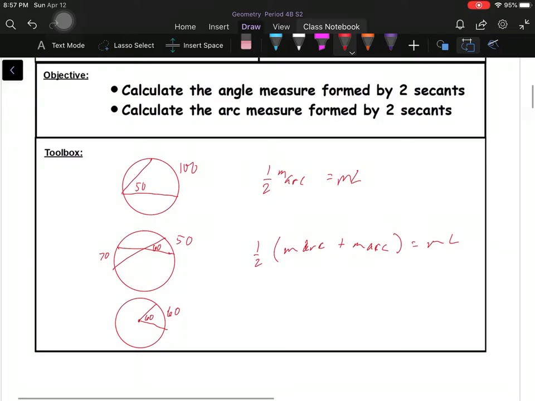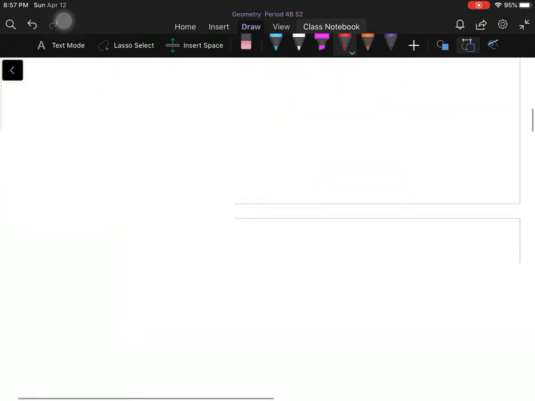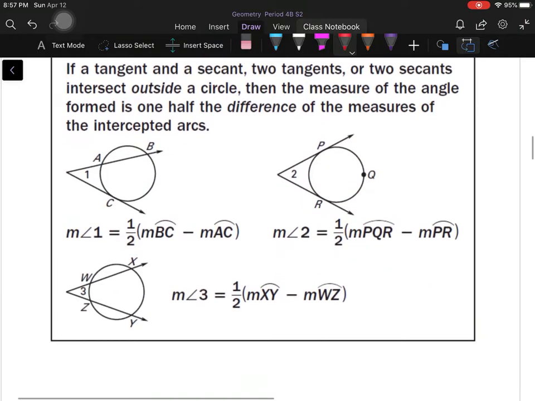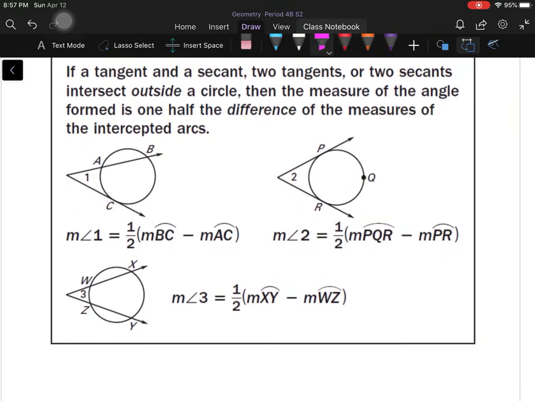Okay, what we're going to look at today is angles that fall outside of the circle. So we're going to look at two secants, two tangents, or a secant and a tangent, all of which the angle is located on the outside of the circle. So here's your three scenarios.